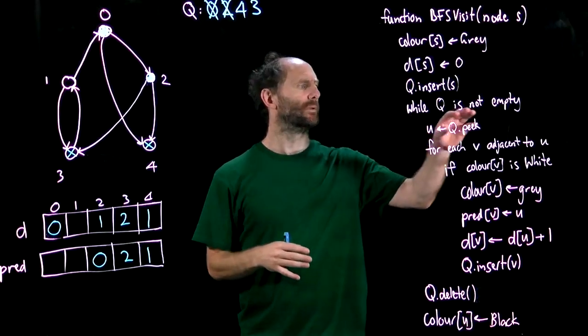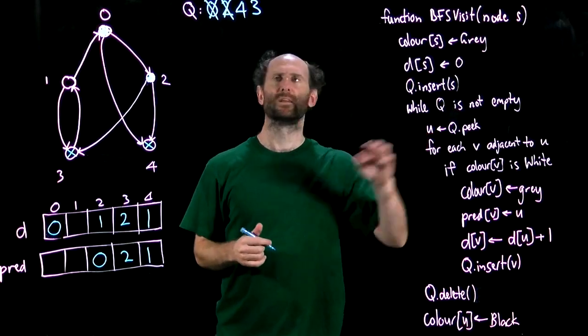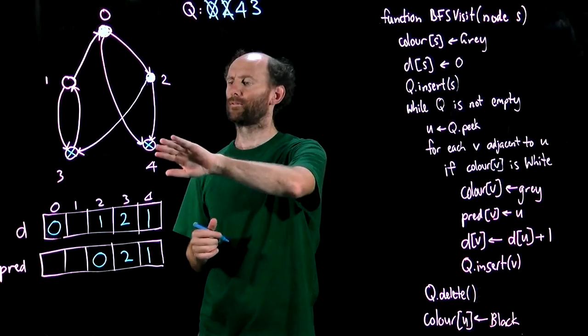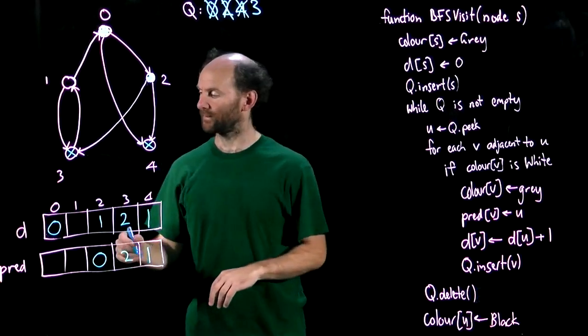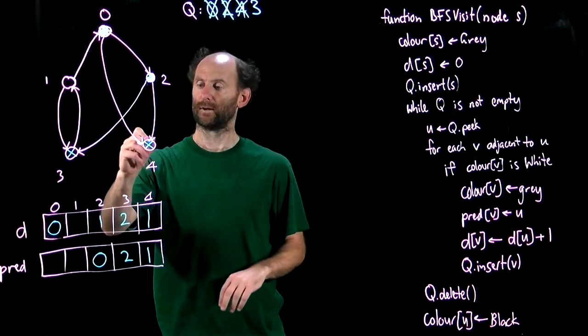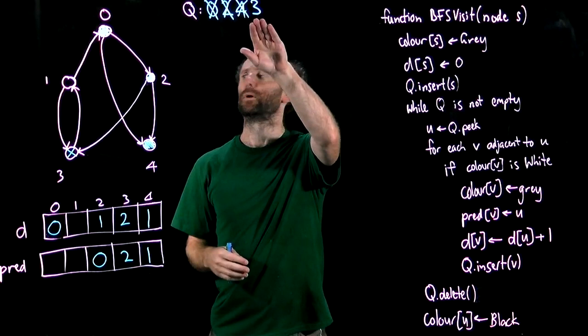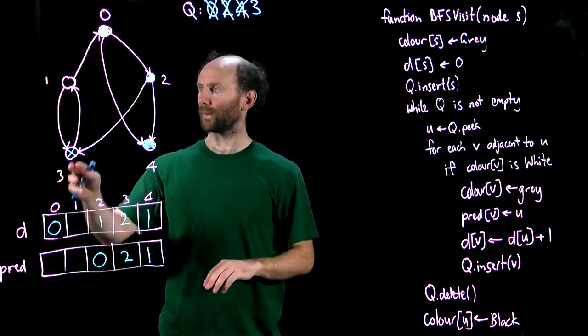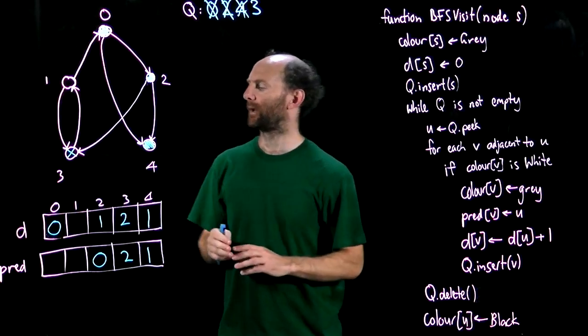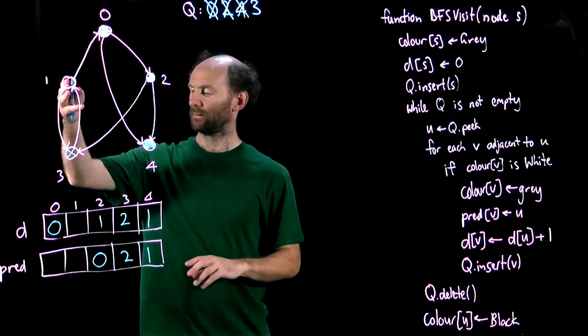Okay, so we're at the top of the while loop again. We see what's at the front of the queue. 4's at the front of the queue. It's got no out neighbours at all, so we delete it and colour it black. Now we'll check what's at the front of the queue. 3 is at the front of the queue. It's got 1 out neighbour, which is 1.